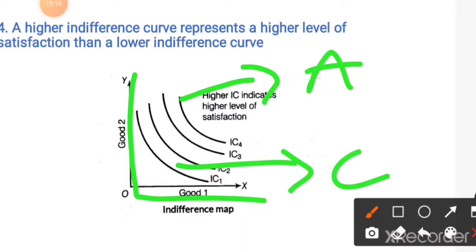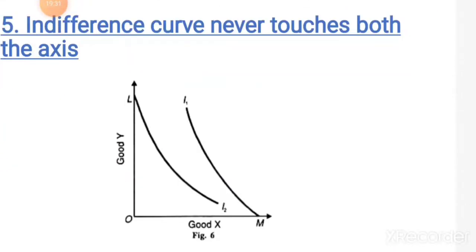Okay, so in that you have to take A, because it is in a higher position. The curve which is in a higher position will have higher satisfaction. So that is the fourth property. So let's see the fifth property.